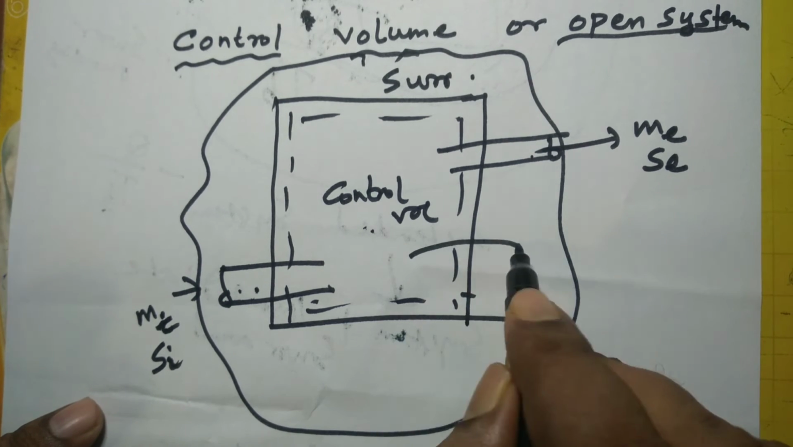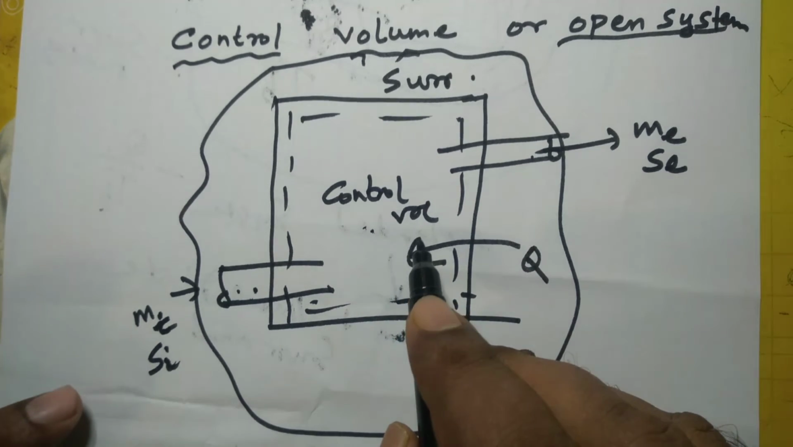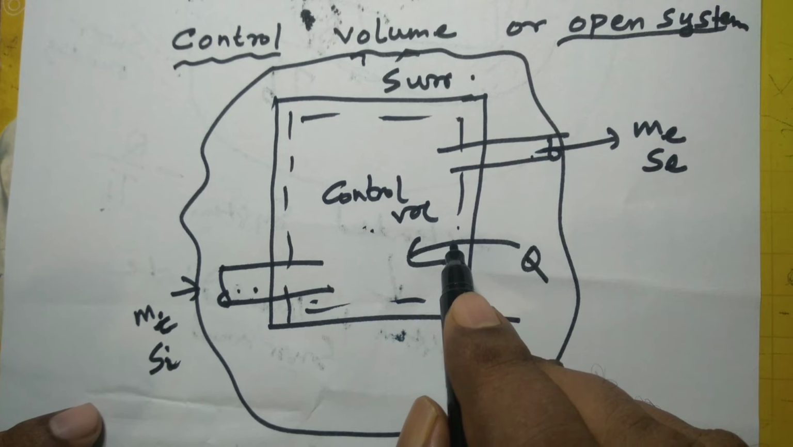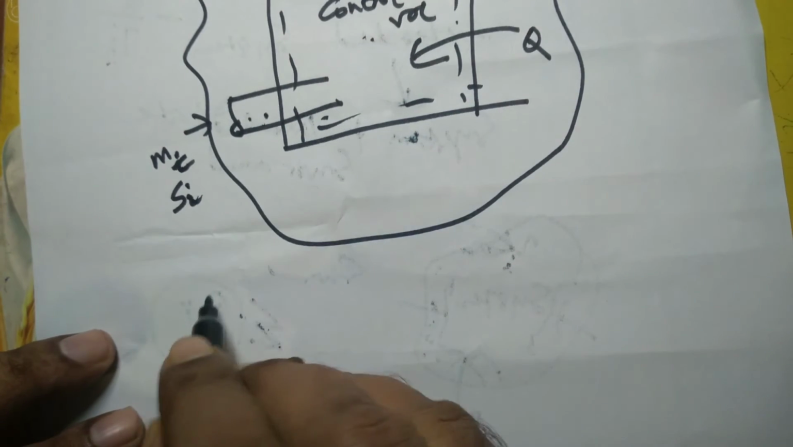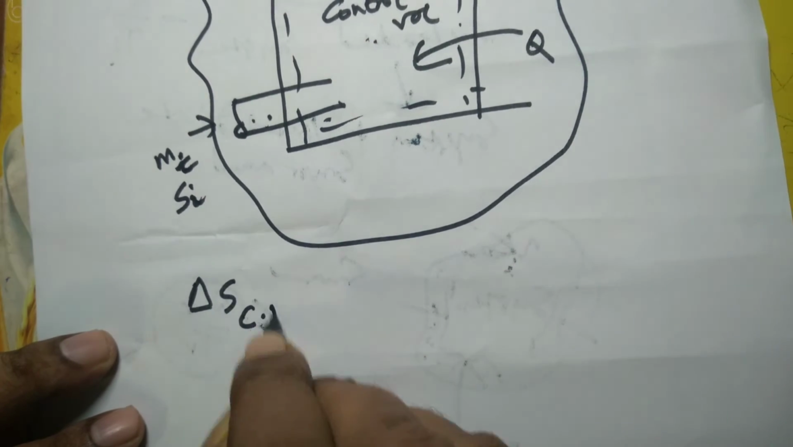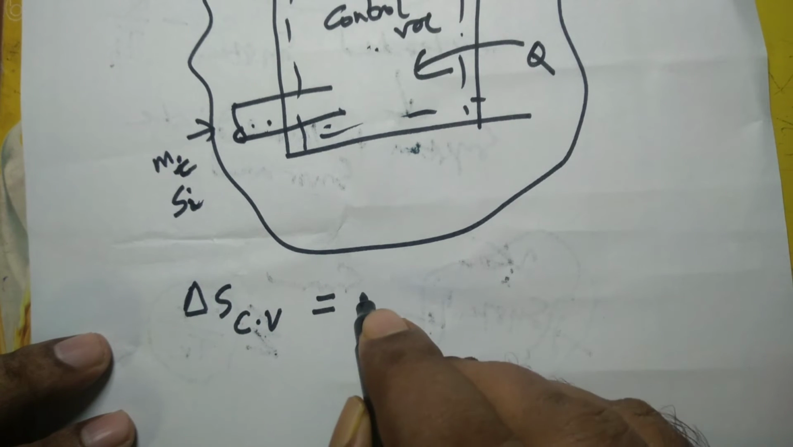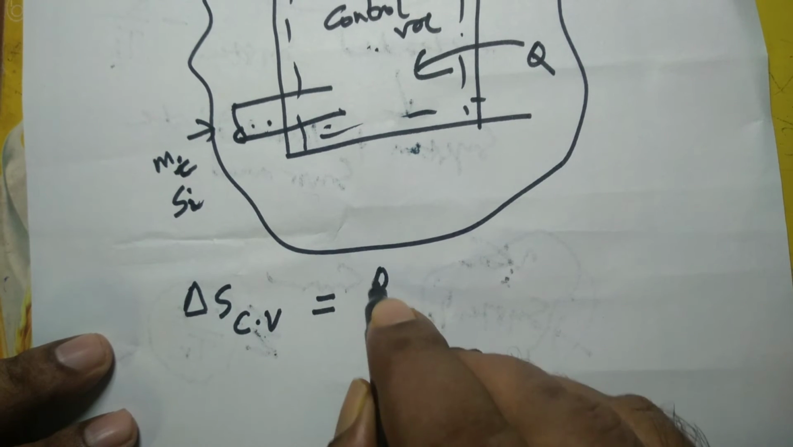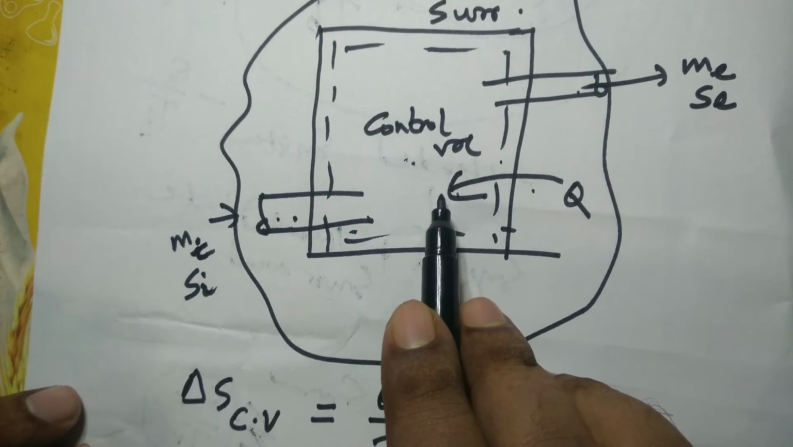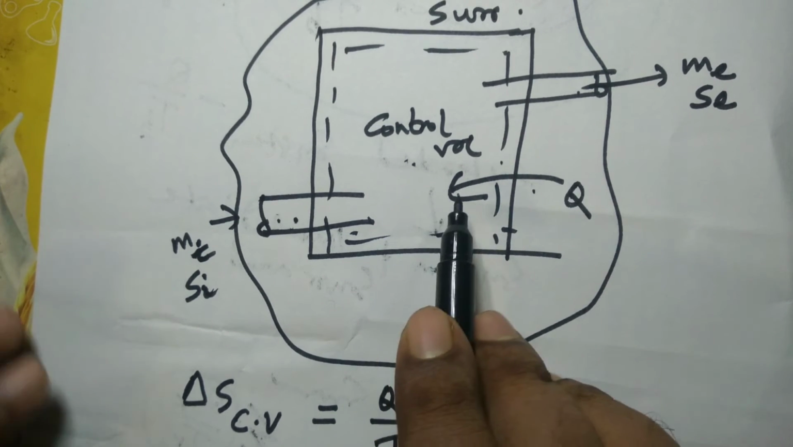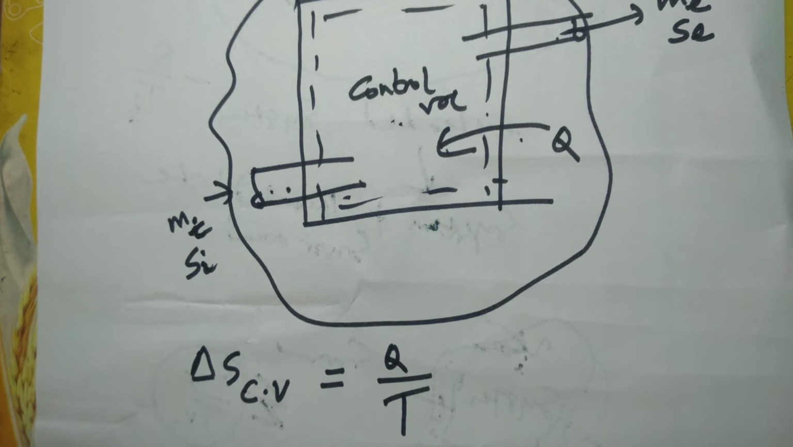And suppose some Q amount of heat also enters into this system, with the temperature of the boundary being constant at capital T. Then how can we determine the change in entropy, delta S CV, by applying equation number 1, the most generalized equation of entropy balance? It will be Q by T, because here heat is added to the system, which means entropy will be added to the control volume, because the direction of entropy transfer and energy transfer will always be the same. Whenever heat is added, entropy is added, and whenever heat is rejected, entropy is rejected.